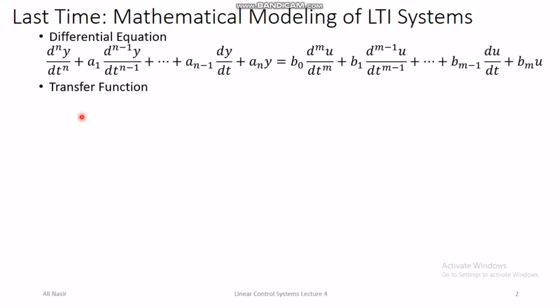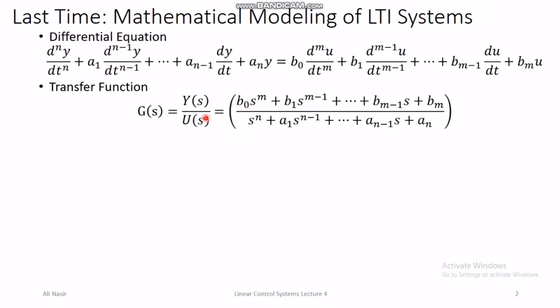Then we discussed the transfer function model for LTI systems, which can be derived by taking the Laplace transform of this differential equation under zero initial conditions. The good thing is that the coefficients of the derivatives of the input become the coefficients of the numerator polynomial, and the coefficients of the derivatives of the output become the coefficients of the denominator polynomial in the Laplace transform. For details you can revisit lecture number 3 of this course.